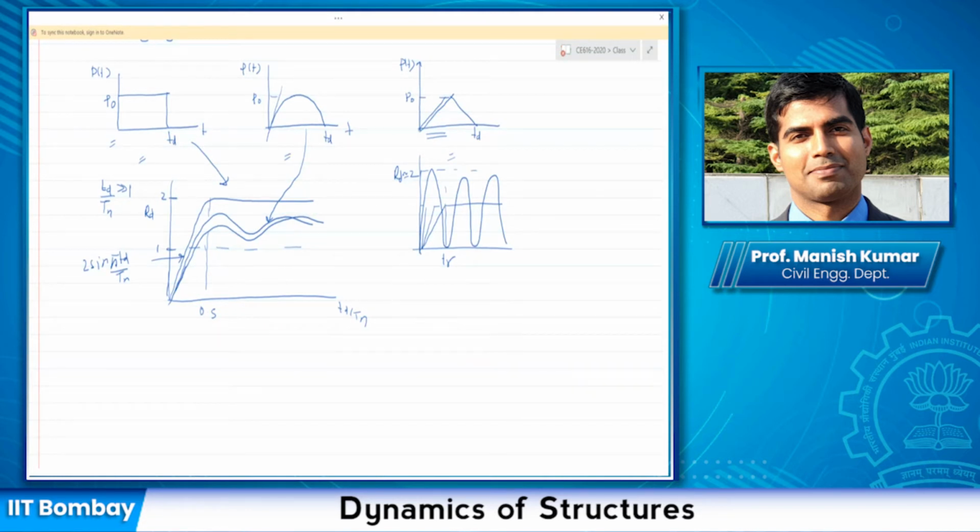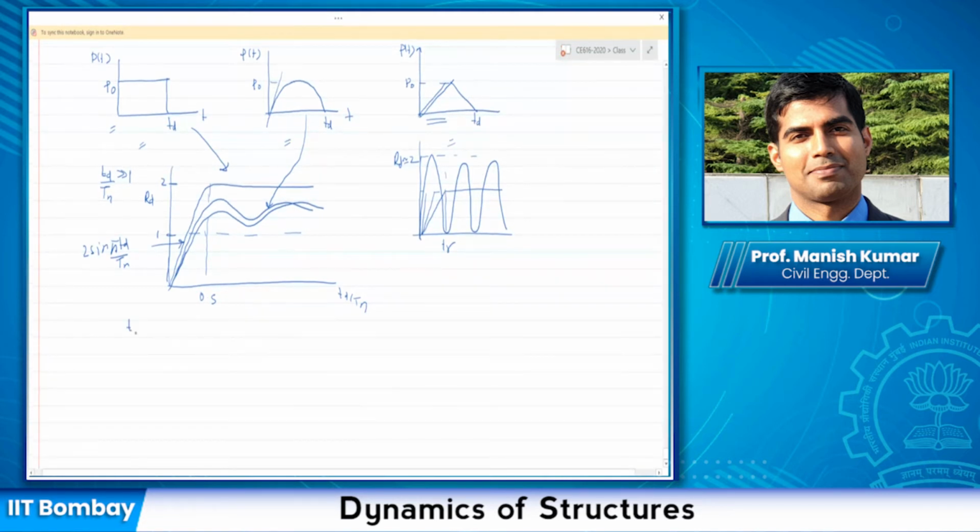When Td by Tn is greater than 1, whenever you have any arbitrary load for which Td is greater than Tn, what have you observed from this? The first thing I know is that my peak response occurs during the forced vibration phase. Td is greater than Tn, so peak response occurs during forced vibration.